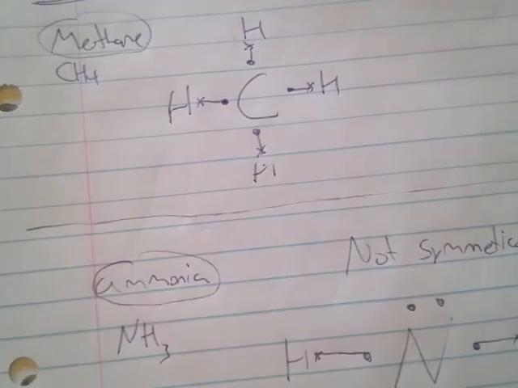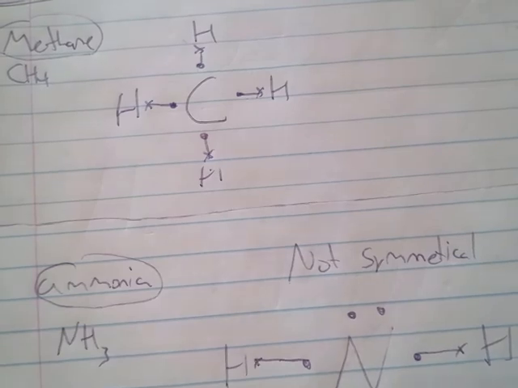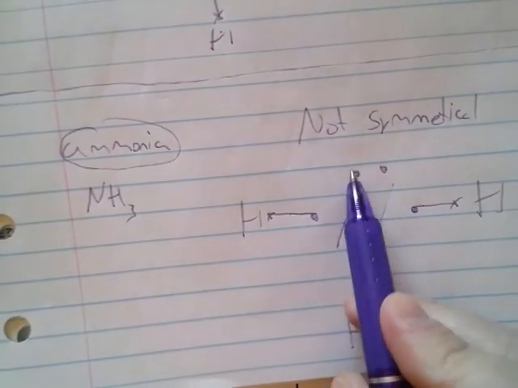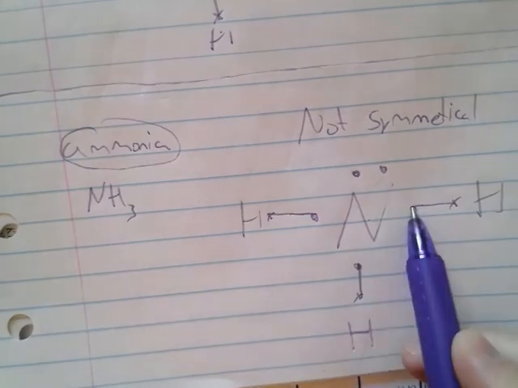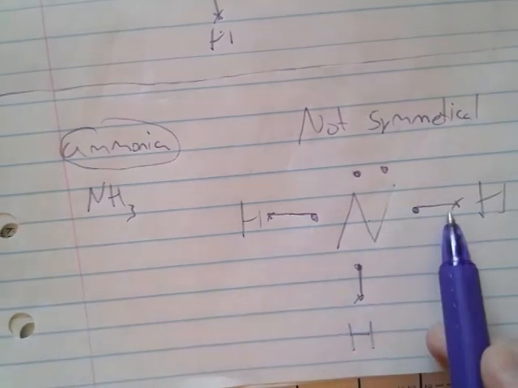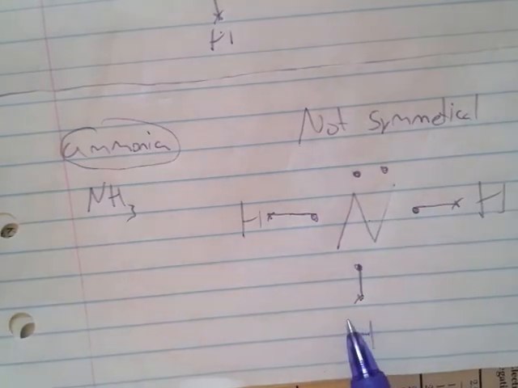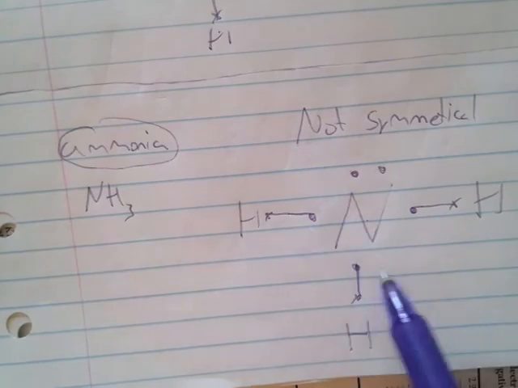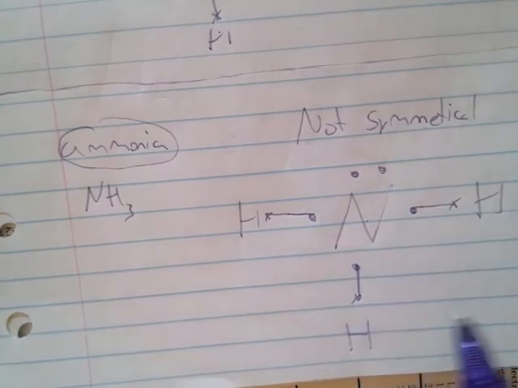Now let me show you one that is not symmetrical, or what's called asymmetrical. Ammonia has the formula NH3. So when I draw it out, here's the N. It has 5 dots, 1, 2, 3, 4, 5. And this time I drew little X's for the hydrogens so that they don't get confused with the nitrogen's electrons. And when I put it together, now the nitrogen has its 8, its octet, 2, 4, 6, 8, and the hydrogen has its 2, so it's happy.